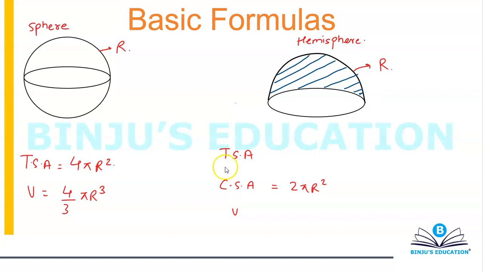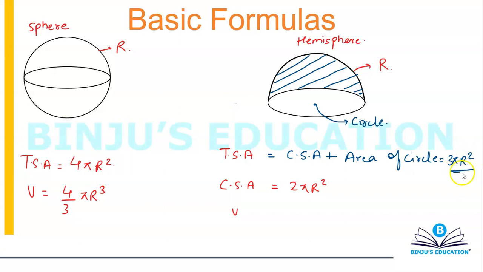The total surface area is equal to the curved surface area plus the area of the circle at the top or at the bottom, whichever way you want to consider it. Basically the area of this one circle. So it's going to be 2 pi r square, which is the curved surface area, plus the area of the circle, considering the radius to be r, which is pi r square. So 2 pi r square plus pi r square is equal to 3 pi r square.